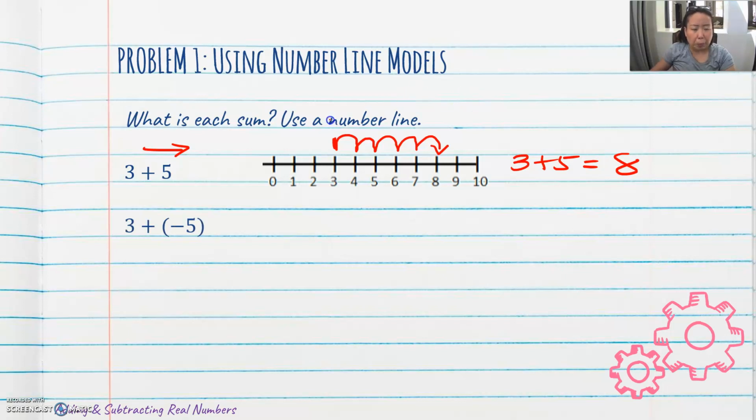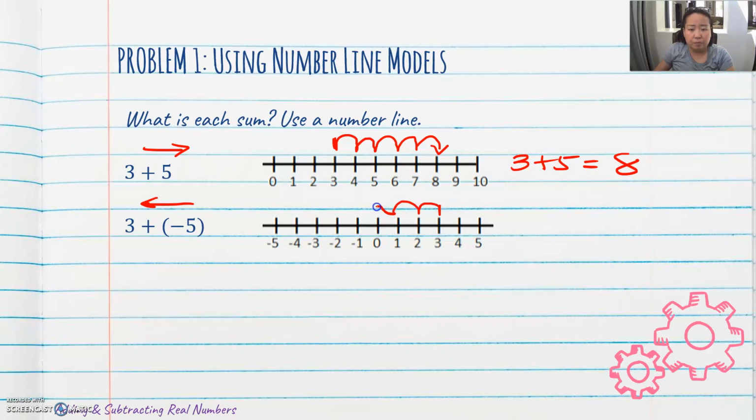Okay. Next, we have the same number, but this time it's going to be plus -5. If we are adding a negative number, we are going to the left. So again, we start from 3, and this time we are adding 5, but going to the left. So we go 1, 2, 3, 4, 5. And so from our number line, 3 plus -5 is going to be -2.